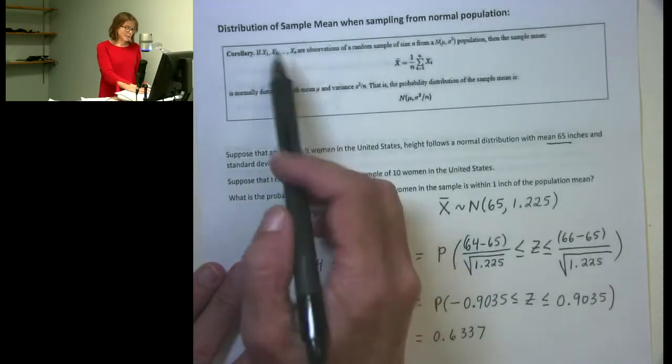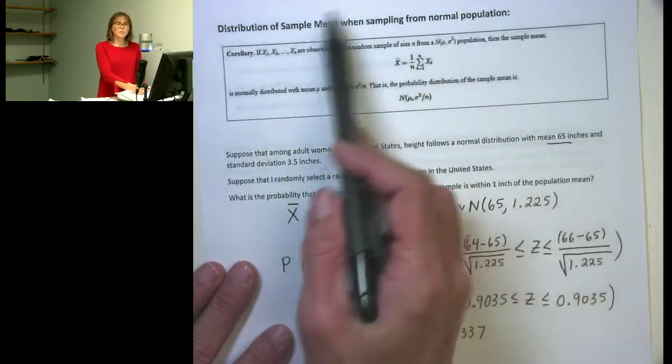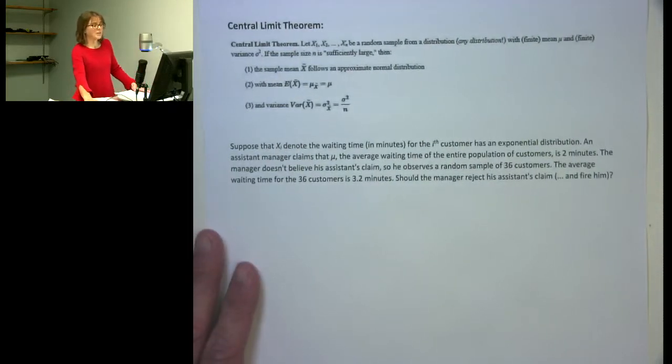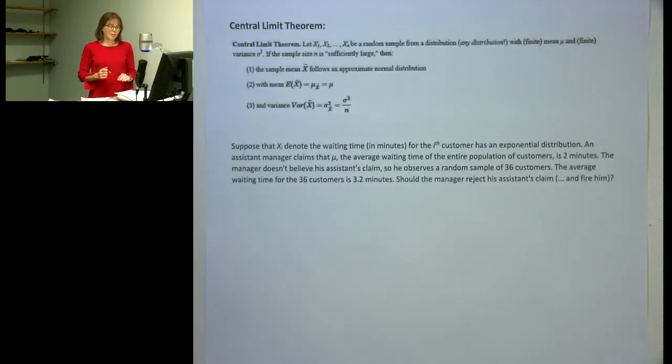So this is telling us about the distribution of the sample mean when we're sampling from a normal population. We're also going to talk about the central limit theorem. The central limit theorem is the topic of section 5.6, and it is stated without proof because the proof of the central limit theorem is quite complicated, and we really don't have all of the theoretical machinery to prove it.